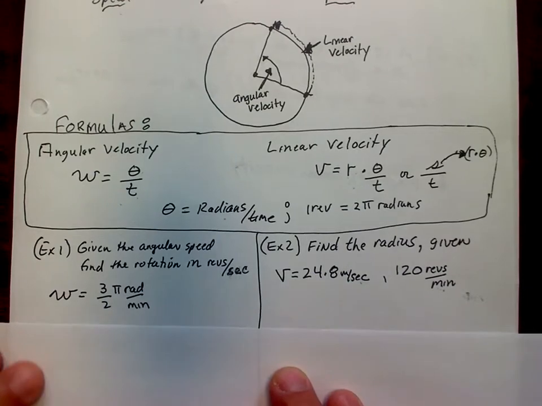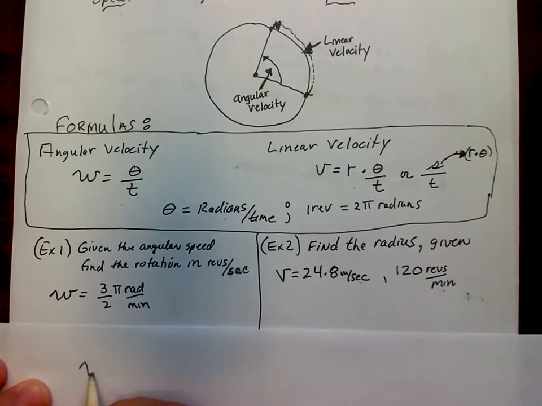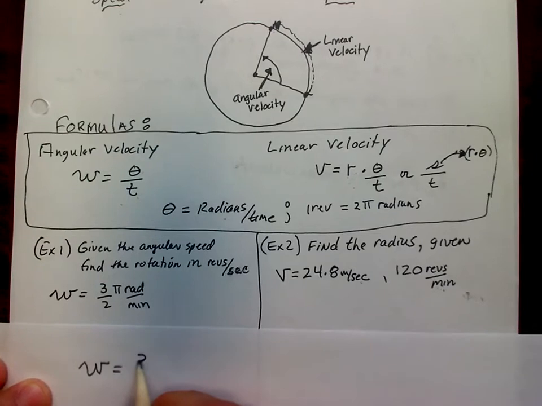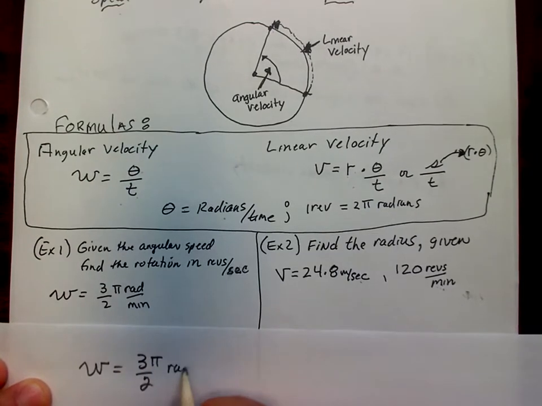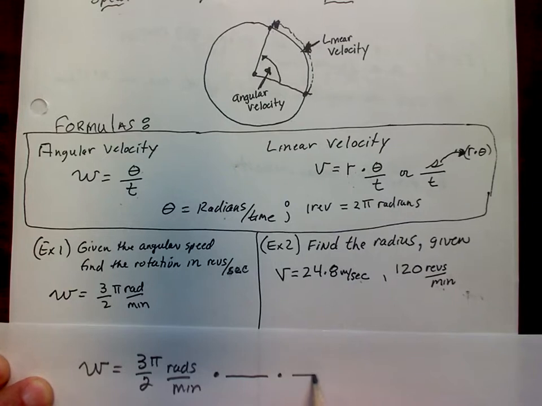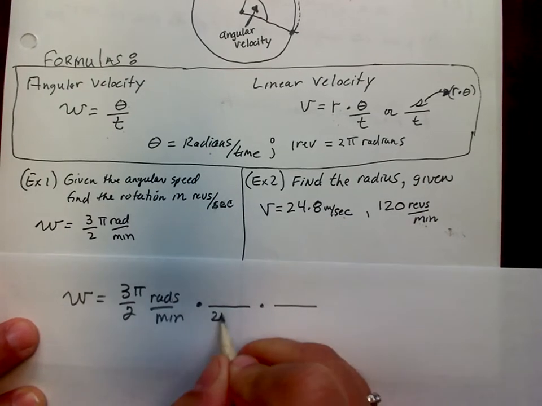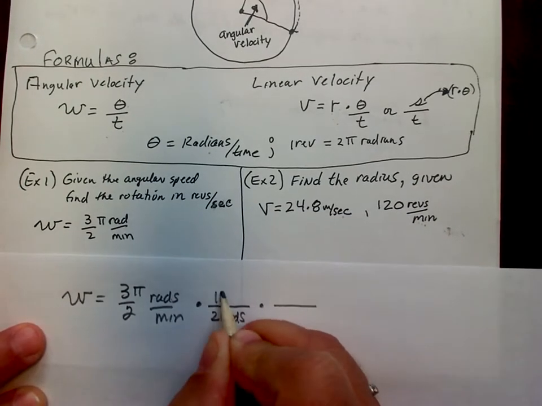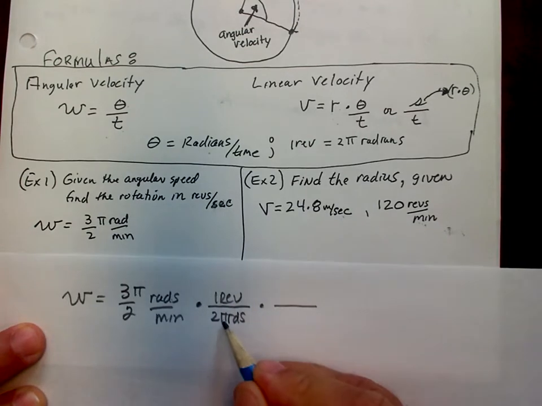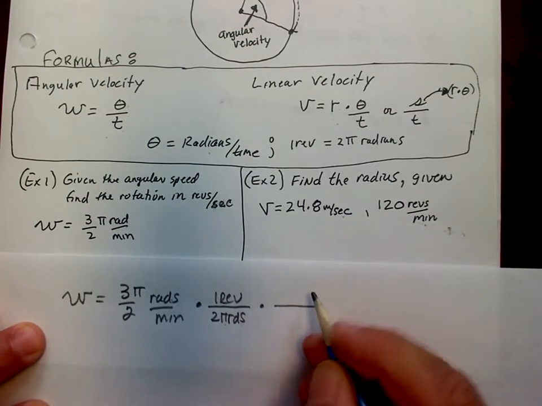Let's go ahead and find the angular speed. So given the angular speed is 3 pi over 2 radians per minute, we will now convert that to revolutions per second. So we will use a series of ratios to do our conversions. The first conversion is going to convert from radians to revolutions. To do that, we will use the ratio for every 2 pi radians, we have 1 revolution, or for every revolution, we have 2 pi radians.